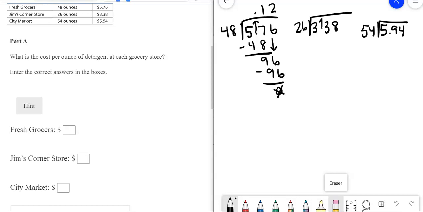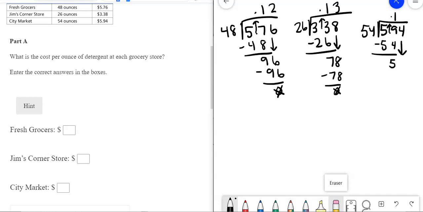Okay, let's look at the next one. The decimal goes up. 26 goes into 33 once. 33 minus 26 is 7. I'm going to bring my 8 down. 26 times 3 is 78. Next one, bring our decimal up. 54 goes into 59 once. 59 minus 54 is 5. Bring down my 4. And 54 goes into 54 once.